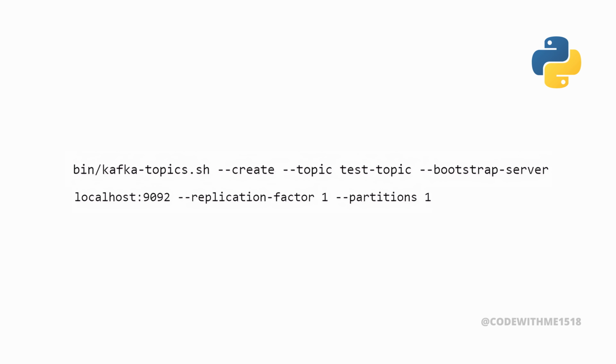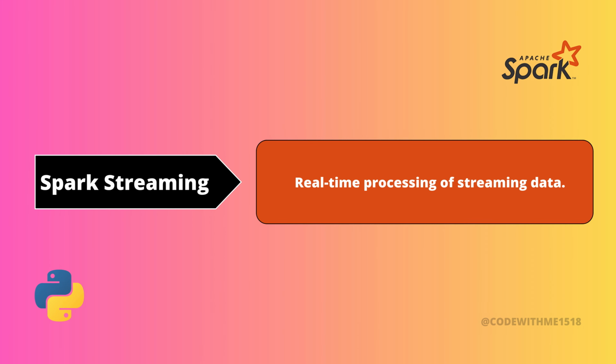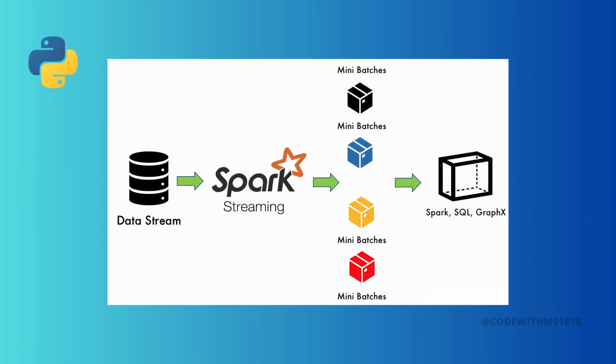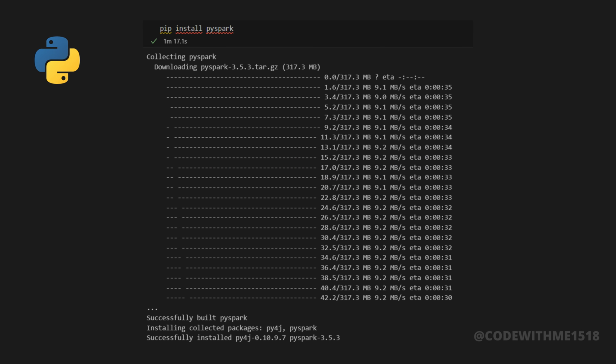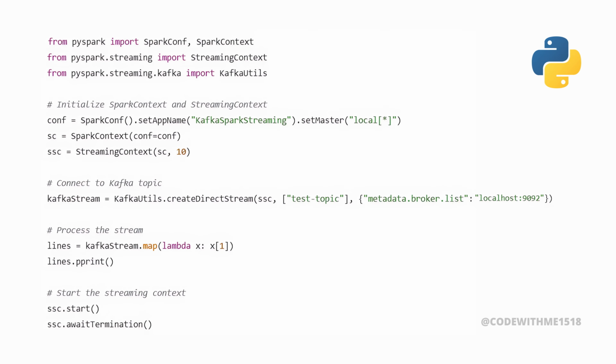Now that our Kafka server is running and we have a topic set up, let's move on to Spark streaming. Spark streaming allows us to process real-time data streams using the Spark framework. First, you need to create a Spark streaming context. Make sure you have PySpark installed. Next, let's write some Python code to process our streaming data from Kafka using Spark streaming.